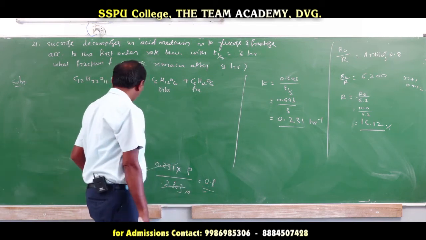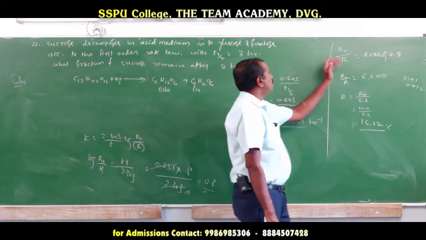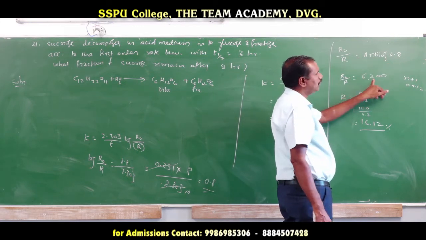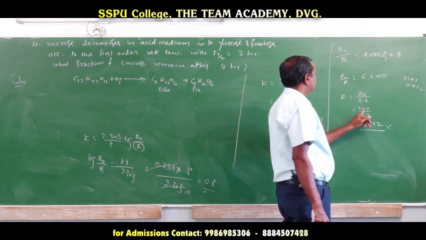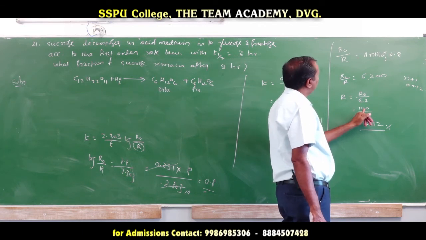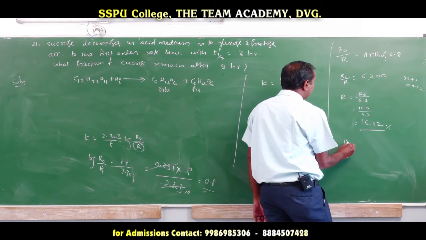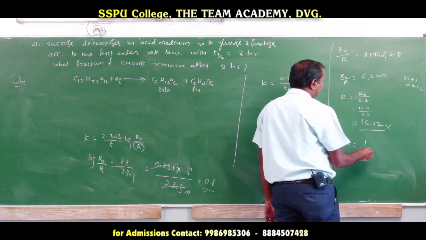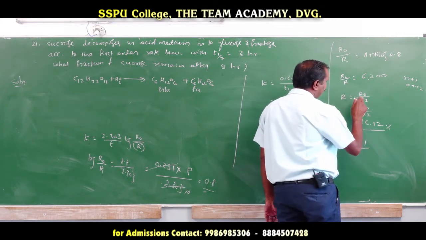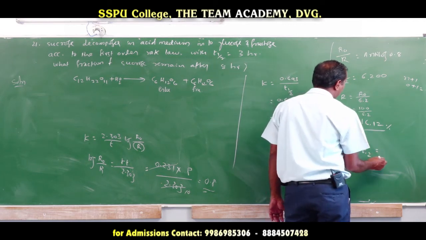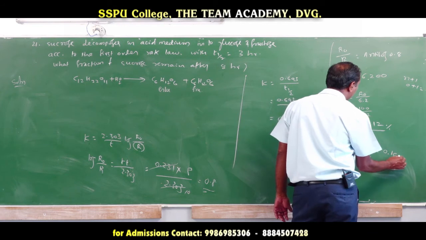So 0.8 is log R naught by R. R naught by R equals the anti-log of 0.8. That is 6.2. R equals, if R naught is 100, then it is divided by, in percentage. So R value can be calculated when fraction means what? If you take that initial concentration is 1, divided by 6.2. 1 divided by 6.2 means what? 0.1612.